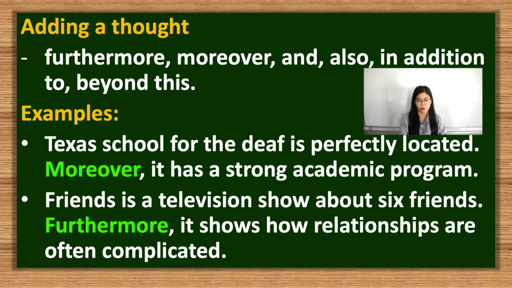Another example. Friends is a television show about 6 friends. Furthermore, it shows how relationships are complicated. So as you can see, the transitional device furthermore is used to add a thought. So aside from Friends being a television show about 6 friends, it also shows how relationships are often complicated.